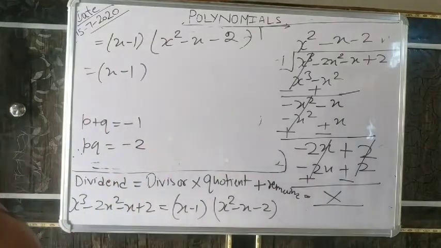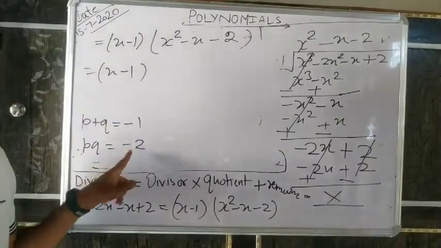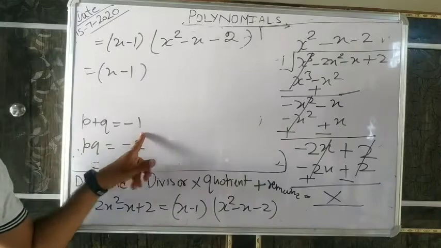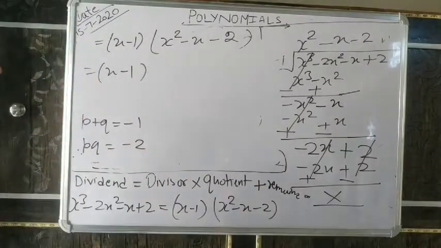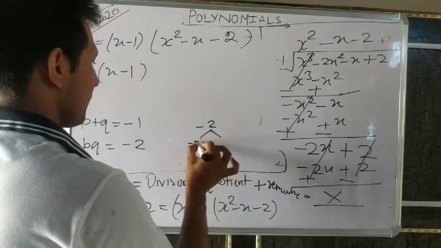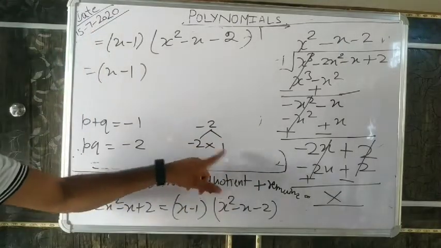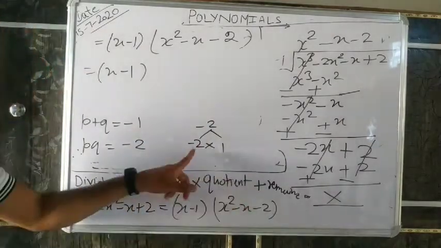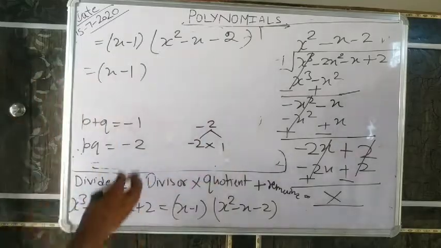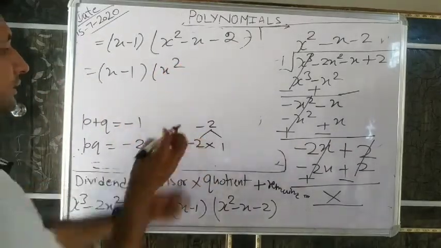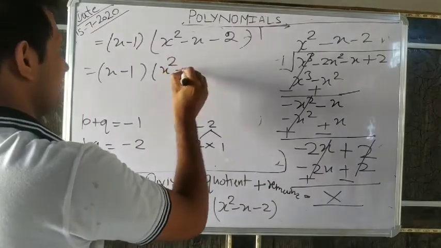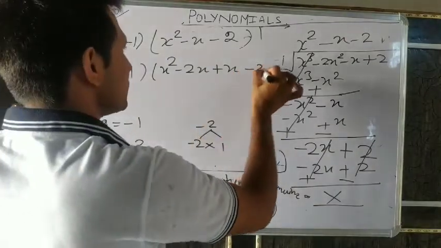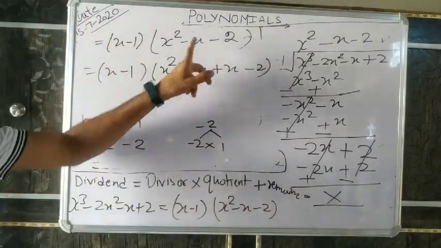So think of two numbers whose product is negative. Product negative means one is positive, one is negative, but their sum is negative, which means the bigger one is negative. So the product is minus 2 into 1, and the sum is minus 2 plus 1, minus 1. So what are the numbers? Minus 2x and x. So x square minus 2x plus x. Understand? Minus 2x plus x is minus x.